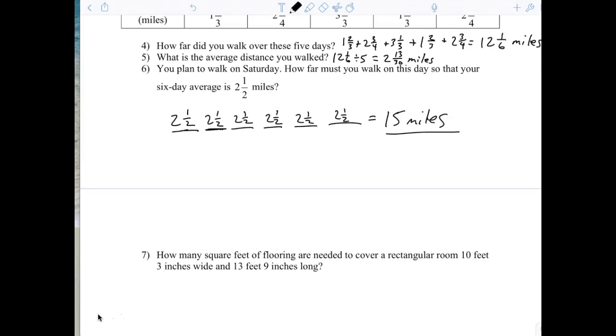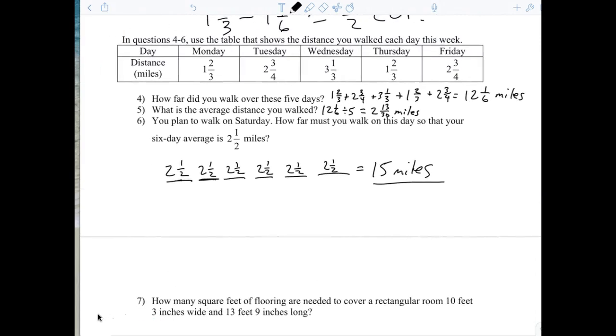How did you get that? Because I took 15 and I subtracted 12 and 1/6. Wow. Brilliant. Again, how many miles did we walk already, guys? On Monday through Friday, we walked 12 and 1/6 miles already. I need to walk a total of how many? 15. So again, how do I figure out how many I walk on Saturday? You subtract 12 and 1/6 from 15.